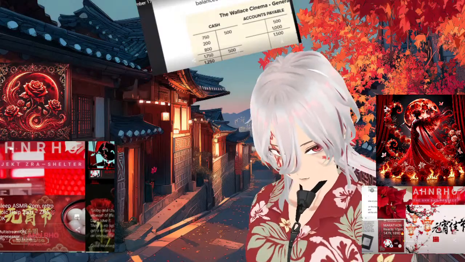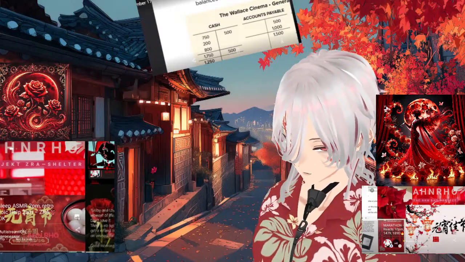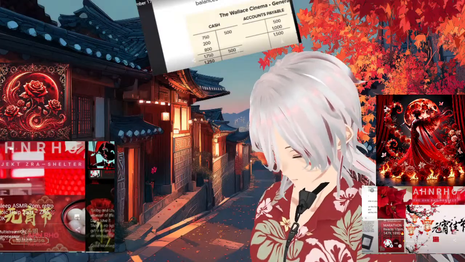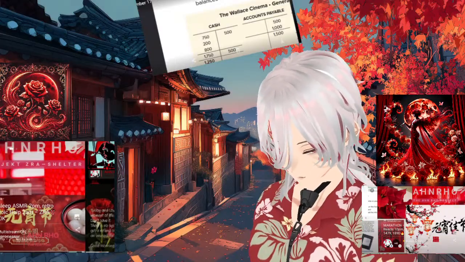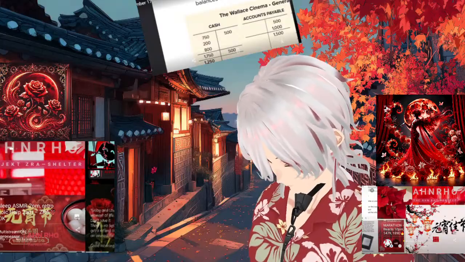bad debt expense, amortization, depreciation expenses, depreciation on assets, PPE, so plant, property, and equipment as well. What else is there in retained earnings, in equity? We have common stock, right? Common stock and treasury, and so on and so forth. So that's everything for this particular episode.